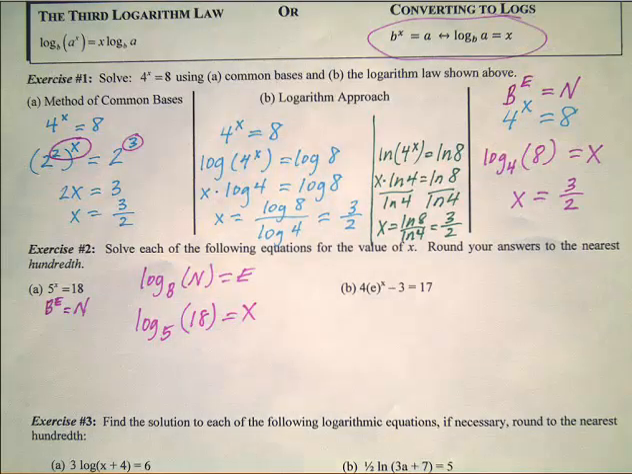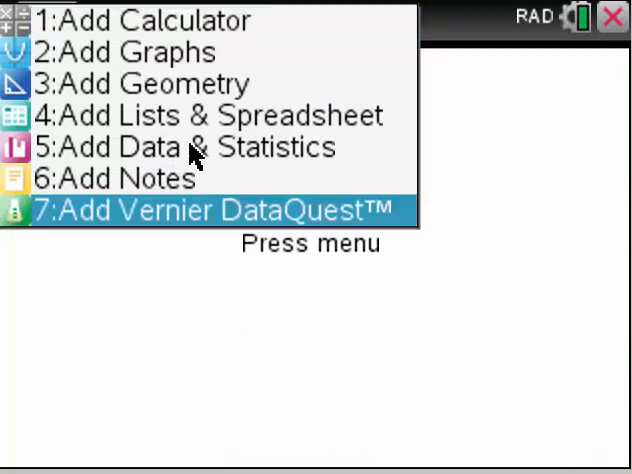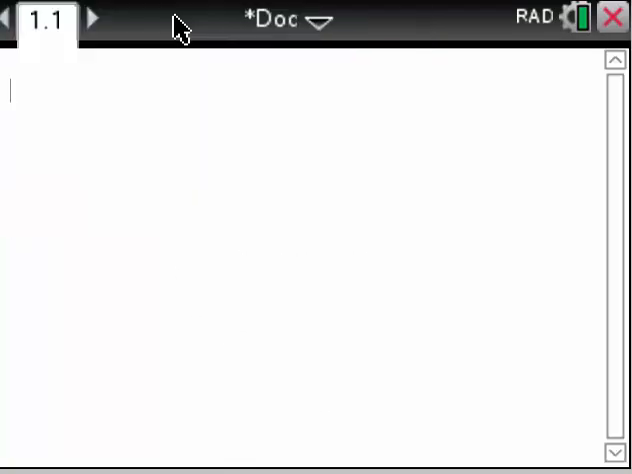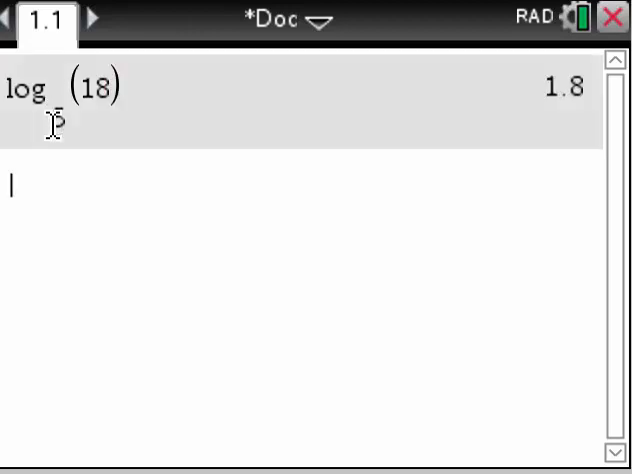Now all I have to do is plug it into the calculator. So we grab our calculator, we get a calculator page. I'm going to use my log button, which is Control 10 to the x. I'm going to put a 5 in for the base and 18 in for the number. In the first example, when I did log 8 over log 4, I didn't have to put a base in, okay? I could leave this box empty. So my answer to this is 1.8.